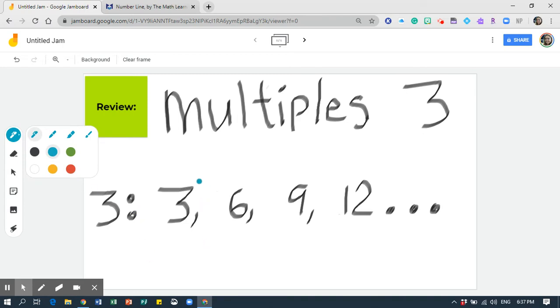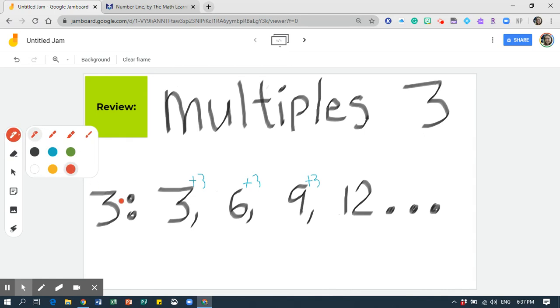The first one was using repeated addition. So we would take our first multiple, add 3 to it, and the sum will give us the next multiple. So 3 plus 3 is 6. Then we would take 6, we would add 3, and that would give us 9. 9 plus 3 gives us 12, which is the next multiple.